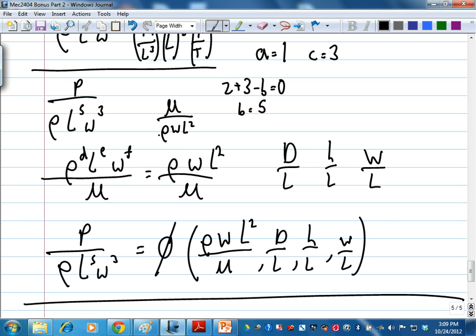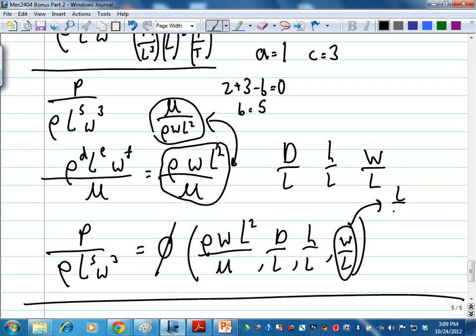This is a dimensionless group. This is also a dimensionless group. You use either one, it is okay. Just like here, L over W or W over L, also okay. Both deserve full marks.